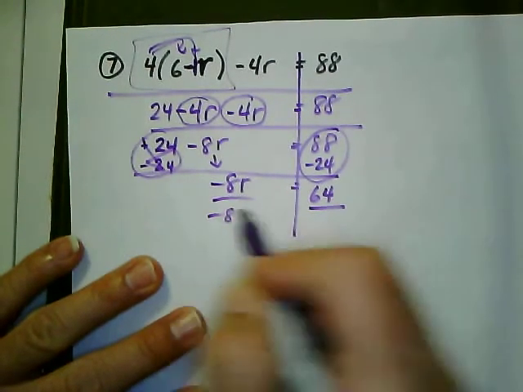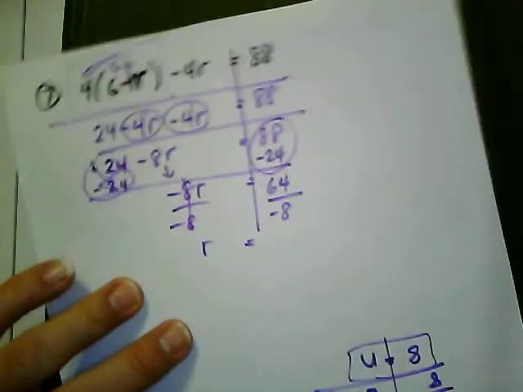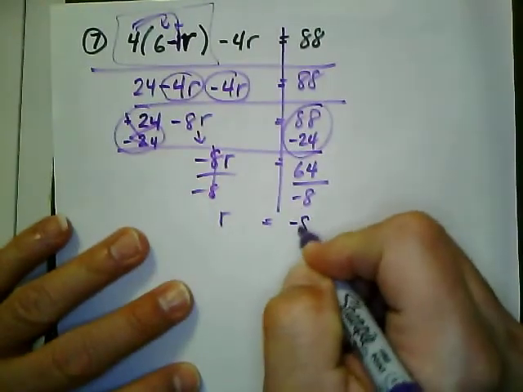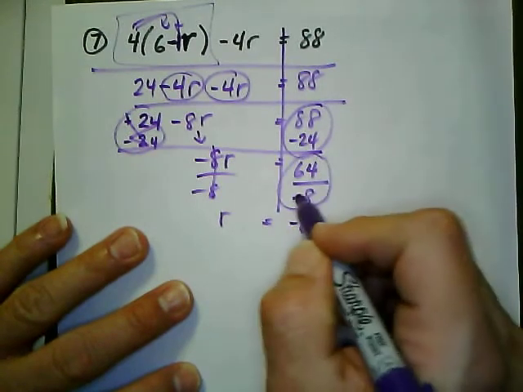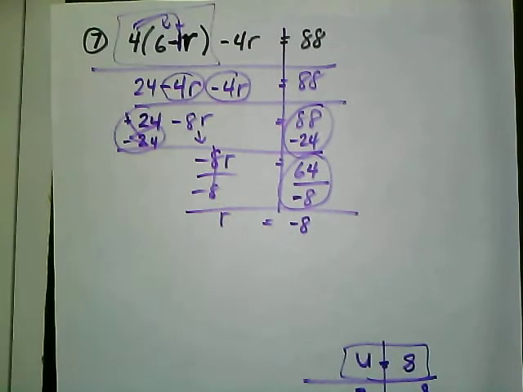Well, once again, we're going to divide by -8. R equals, but this time we had 8 last time, so it's going to be -8 because we have a 1 or a negative there. So there's the answer. R equals -8.